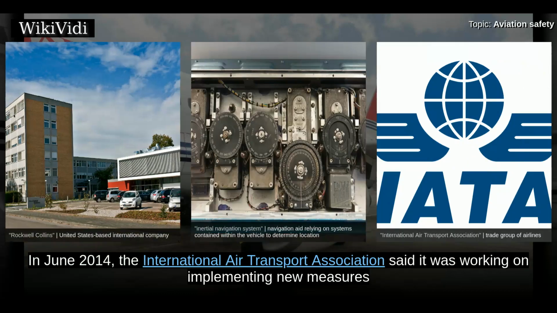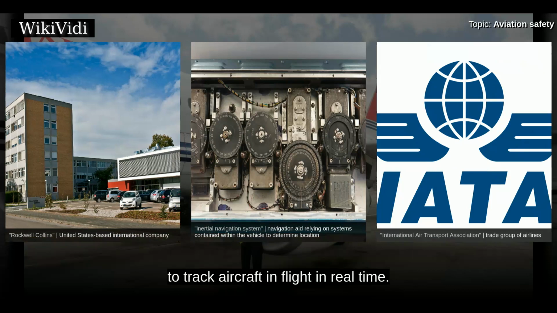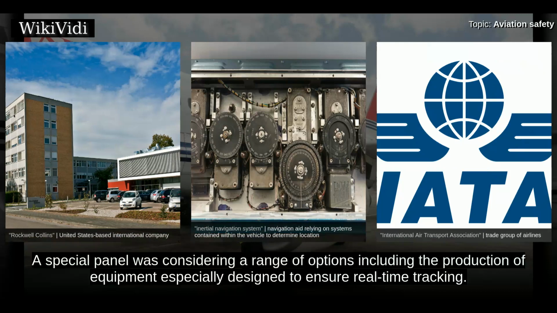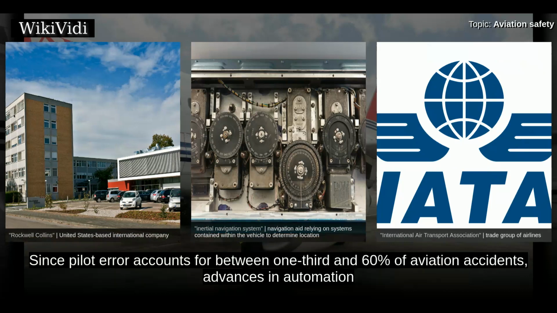Future. In June 2014, the International Air Transport Association said it was working on implementing new measures to track aircraft in flight in real time. A special panel was considering a range of options, including the production of equipment especially designed to ensure real-time tracking, since pilot error accounts for between 1/3 and 60% of aviation accidents.